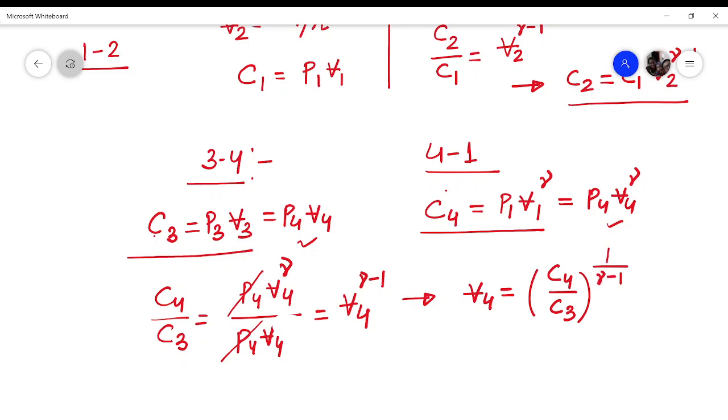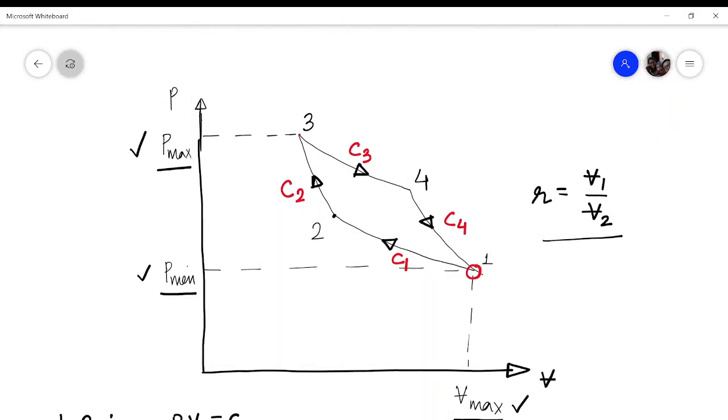So now if you look, you know volume at point 1, you know pressure there. You know volume at point 2, you know C1. Volume at point 3 has also been evaluated, C2 you know. Volume at point number 4 is also known and you know C3 and C4. So everything is known to you. Now the time is to plot this.